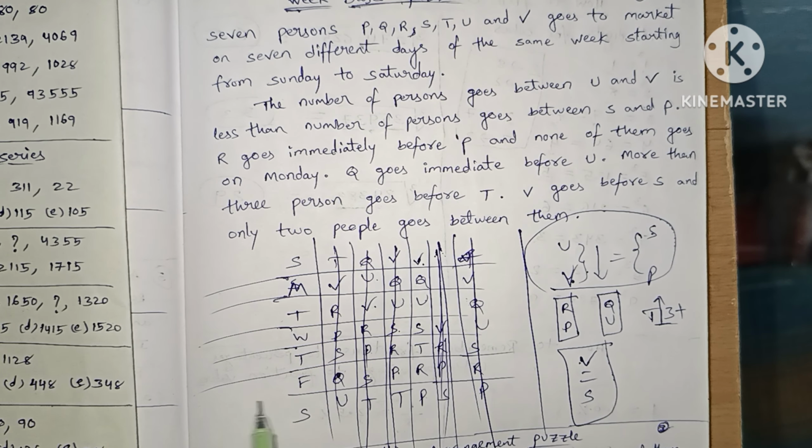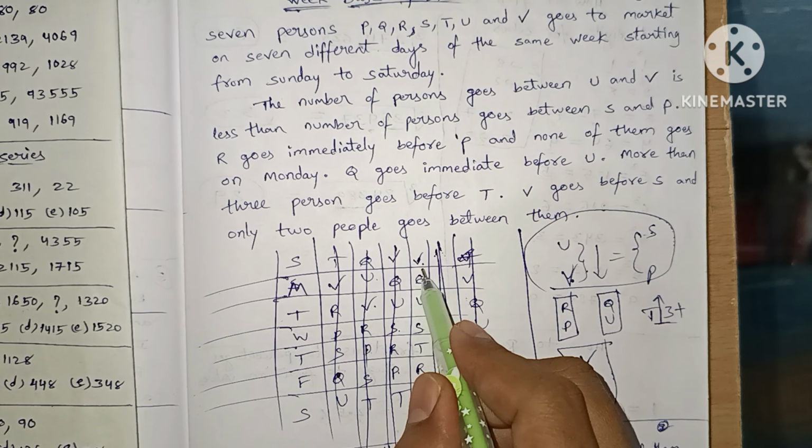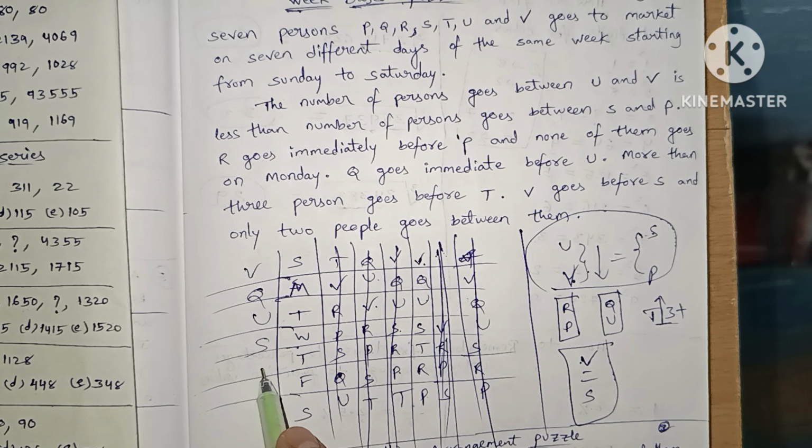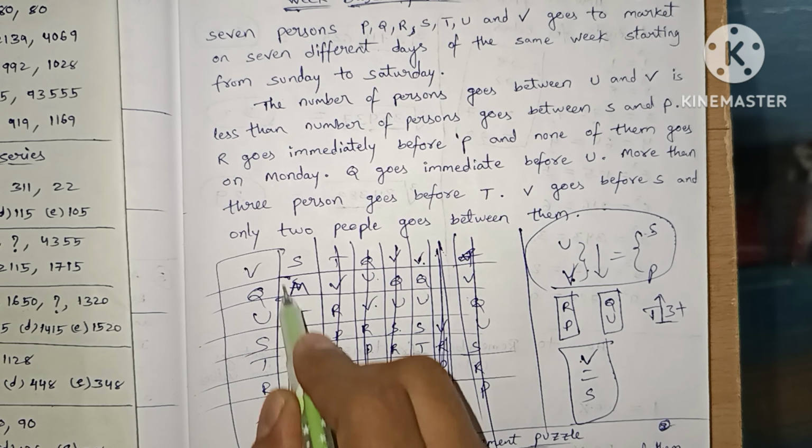let's write on this side. Our answer will be V, Q, U, S, T, R and P. This is our answer.